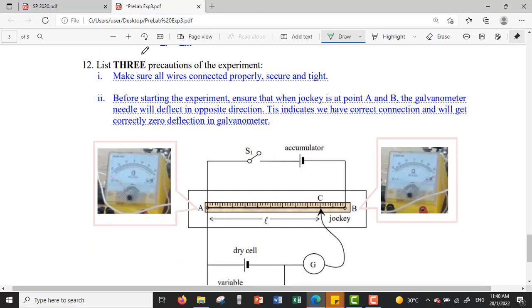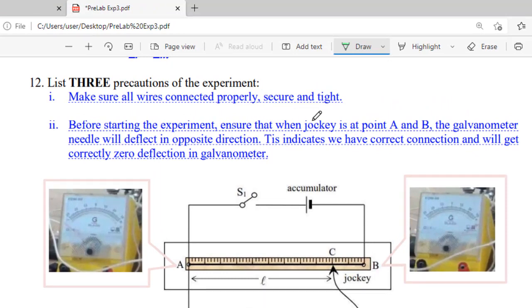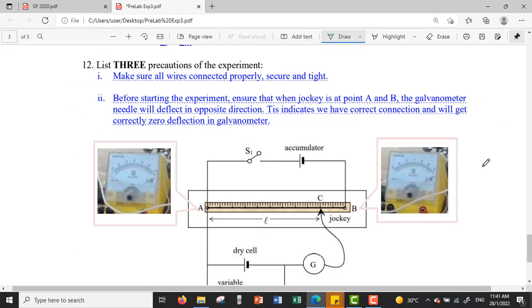Question 12, list 3 precautions of the experiment. First, we have to make sure all the wires are connected properly, secure and tight. Second, before starting the experiment, we have to ensure that when the jockey is put at point A and point B, the galvanometer needle will deflect in opposite directions. This will indicate that we have correct connections and will get correct zero deflections in the galvanometer. That is the second precaution.